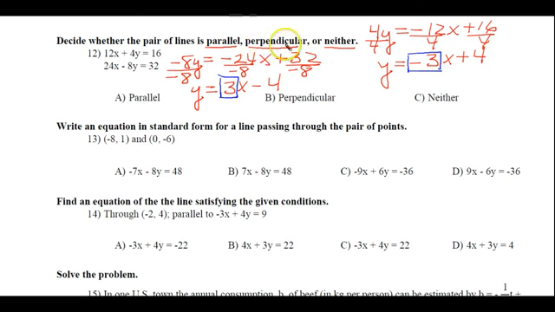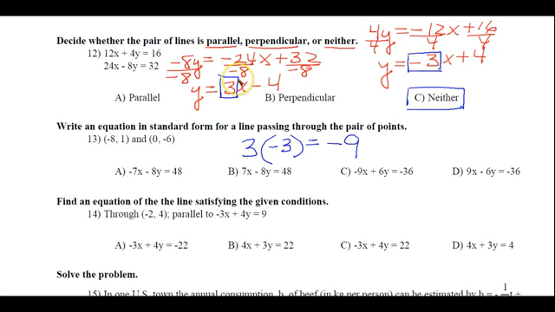Now, could they be perpendicular? Well, the rule is if we multiply the first slope by the second slope and we get a negative 1, then the lines are perpendicular. But here, when we multiply the slopes, we get a negative 9. So they're not perpendicular. So for this one, it is neither.